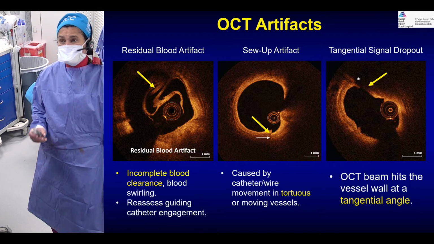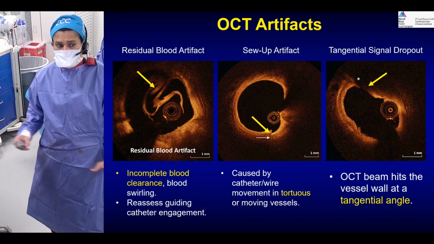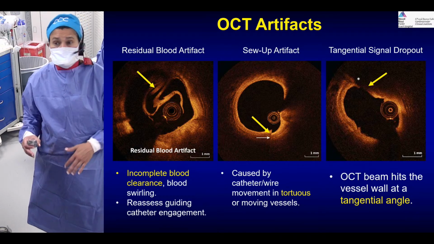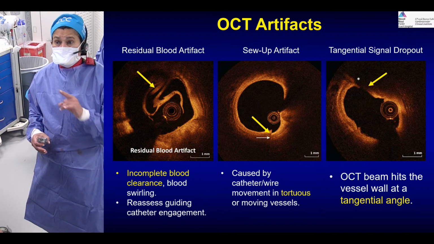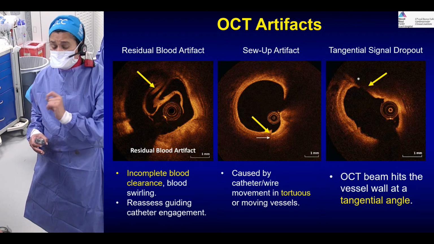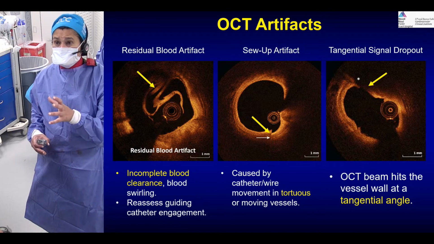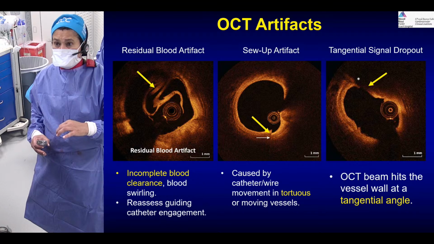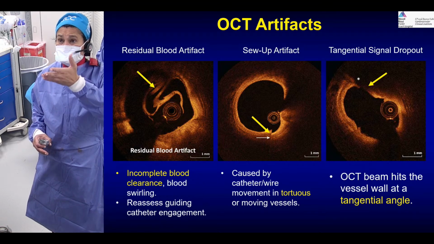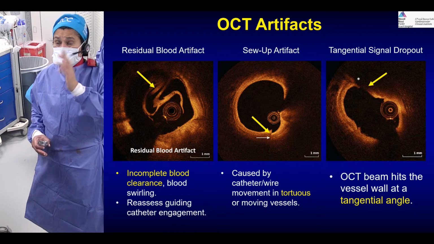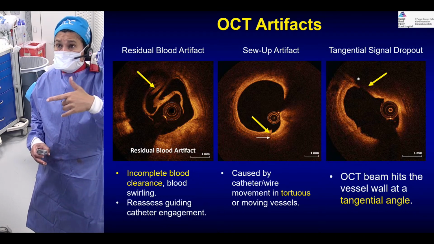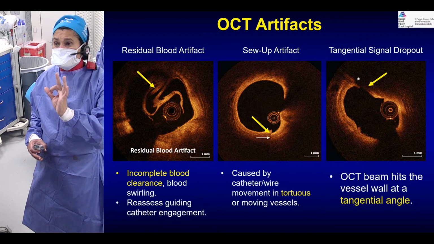This is artifact. It is very important to understand what is normal looking and what is artifact. So this we saw. Remember, Kiski just said that the blood clearing was not good, incomplete blood clearing, because the guide was not coaxial and not fully engaged. And it looks like there's a dissection. You see that? Residual blood artifact. So do not think that this is blood swirling and that it was not done well.